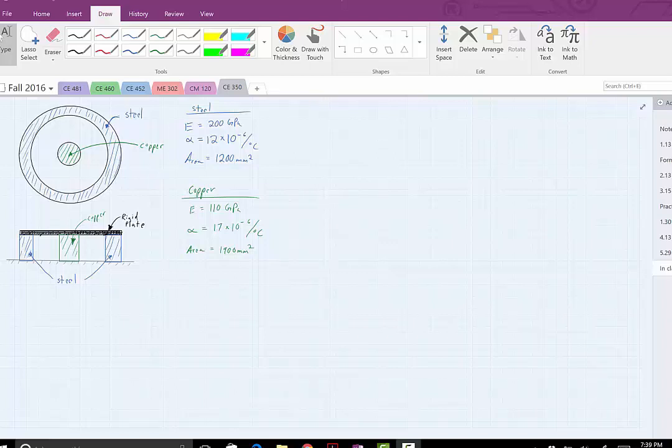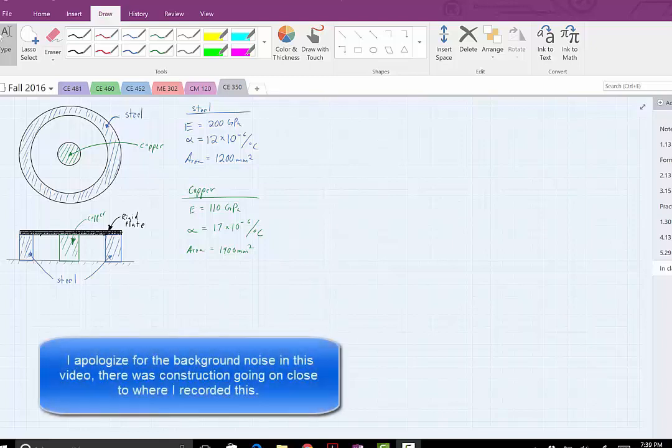So this is the second problem of the in-class work covering chapter 5, and in this problem we have two cylinders, a center one that's made of copper with some given information on it, which is the modulus of elasticity, the alpha, which is our value for thermal expansion, and then our area, and then also the same information for our steel, which is the outer ring.